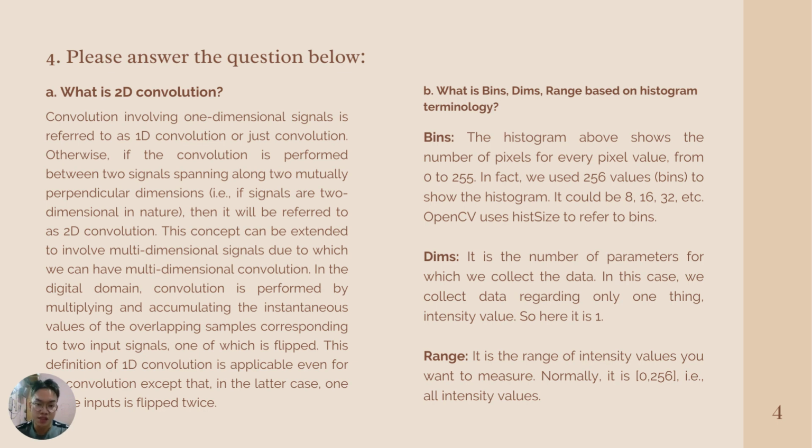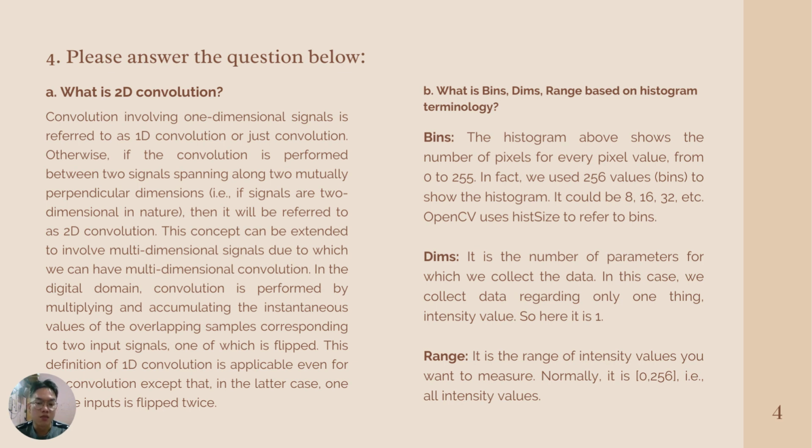And B. What is bins? Bins range based on histogram terminology. The histogram above shows the number of pixels for every pixel value from 0 to 255. In fact, we use 256 value bins to show the histogram. It could be 8, 16, 32, etc. OpenCV uses the term size to refer to bins.